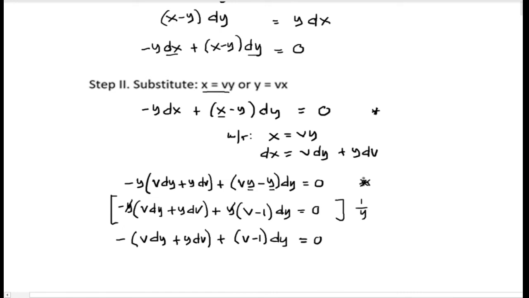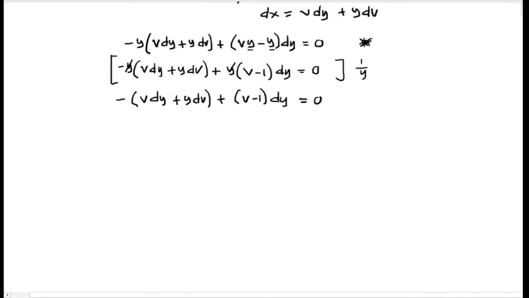I have to emphasize that in a solution of homogeneous equations, there's always a variable that will be cancelled in this line. It is either x or y. So after we cancel that variable, we can proceed to simplify the equation. I have to remove the parentheses here. The sign inside the parentheses will be changed. So we have here negative v dy minus y dv. And here, the parentheses is preceded by positive. So we have here plus v dy, then minus 1 dy is equal to 0.